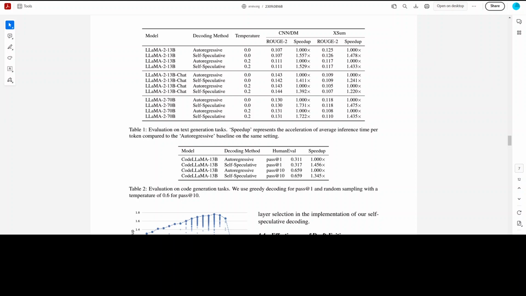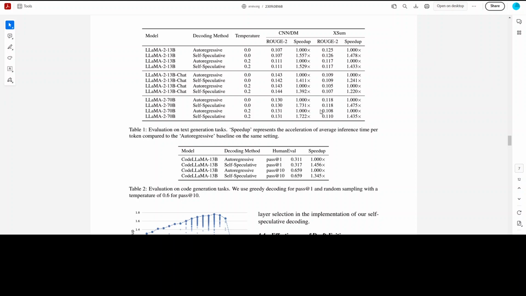The researchers who created this self-speculative decoding include Jun Zhang, Zhu Wang, Huan Li, Leiden Xu, Qi Chen, Gang Chen, and Sharad Malhotra. And really hats off to them, because not only is it quite easy, but they have also provided some evaluation on text generation tasks for various models. As you can see on your screen, they have used Llama 2 13B, 13B chat, and also 70B, which is awesome. They have also introduced this speedup. Speedup represents acceleration of average inference time per token compared to the autoregressive baseline on the same setting.